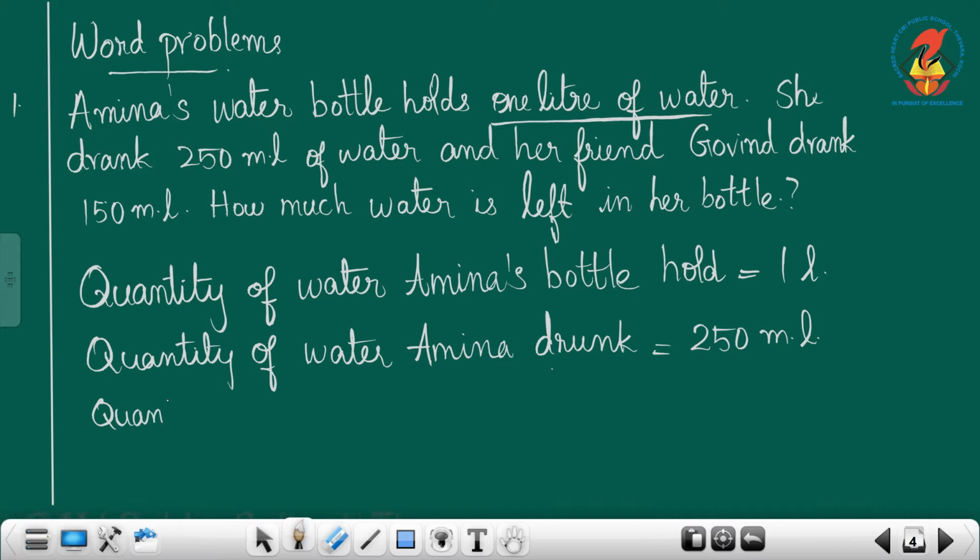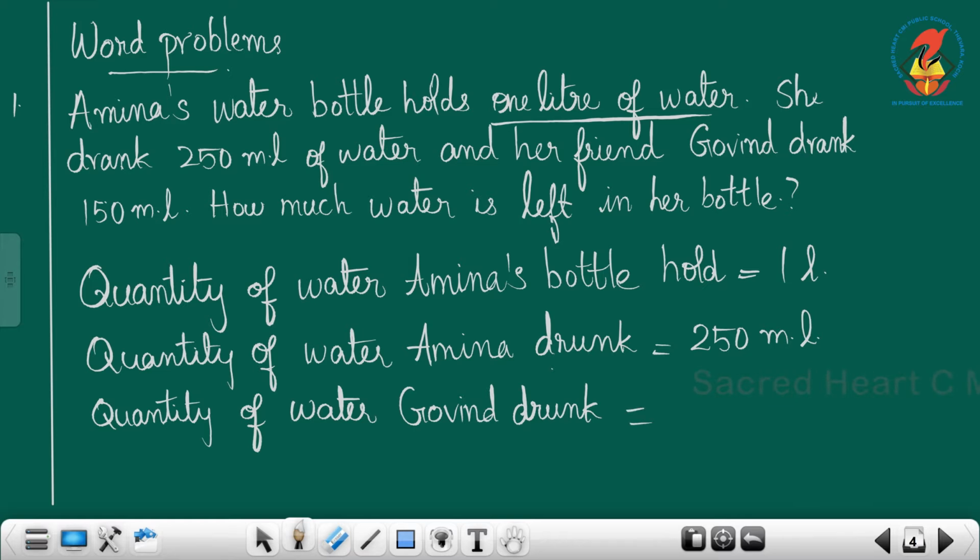Quantity of water Govind drank, that is 150 milliliter.